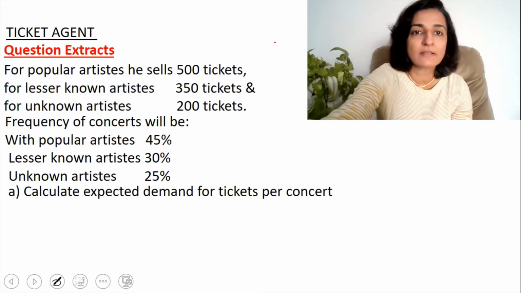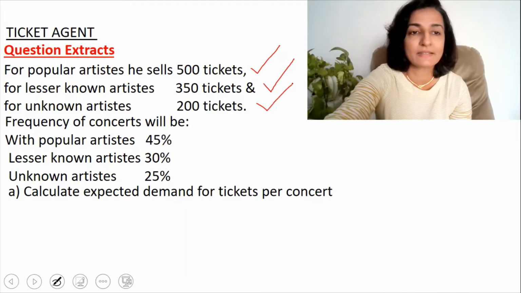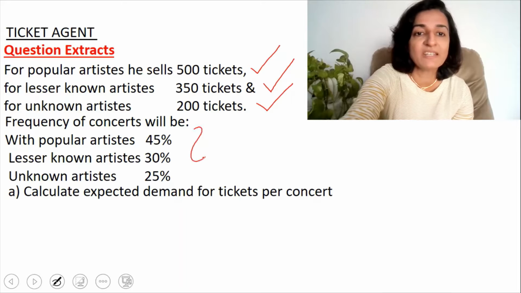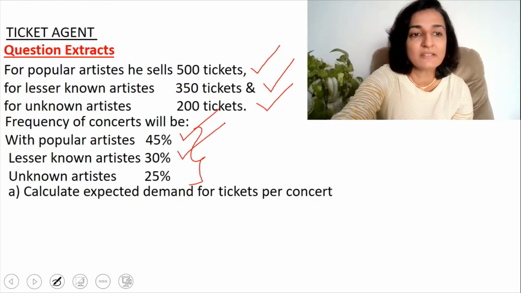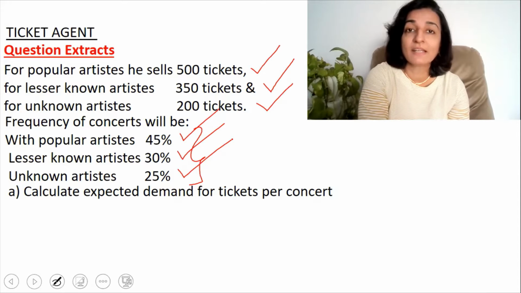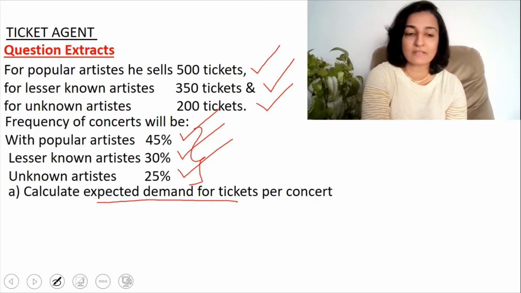For a popular artist, he sells 500 tickets. For a lesser known artist, 350 tickets. And for an unknown artist, 200 tickets. The frequency of the concerts will be, so the probability has been given. With popular artists, it's 45%. With lesser known artists, it is 30%. And with unknown artists, it is 25%. Calculate expected demand for the tickets per concert.